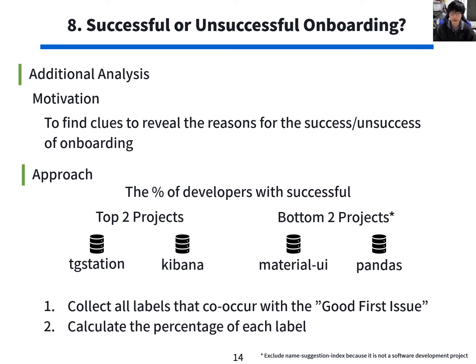Hence, additional analysis was conducted to find clues to reveal the reasons for the success or failure of onboarding through resolving GFIs. The approach is to understand the content of the GFIs in the top two and bottom two projects with the percentage of developers that have successfully onboarded. To understand the content of GFIs, we collect all the labels that were labeled together with the GFI label and calculate the percentage of each label for each project.